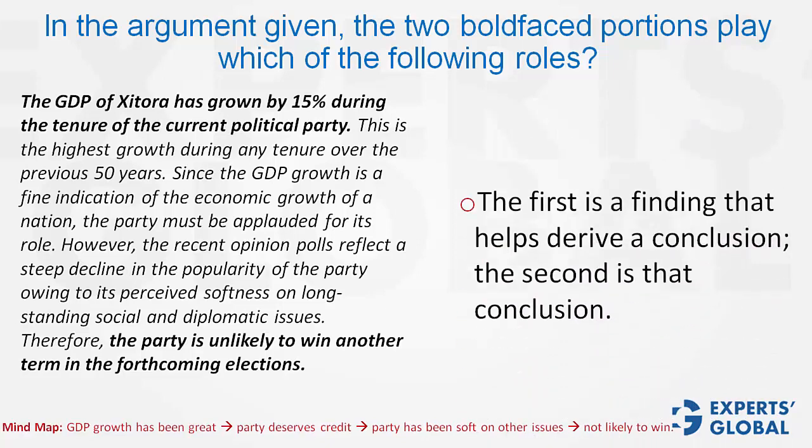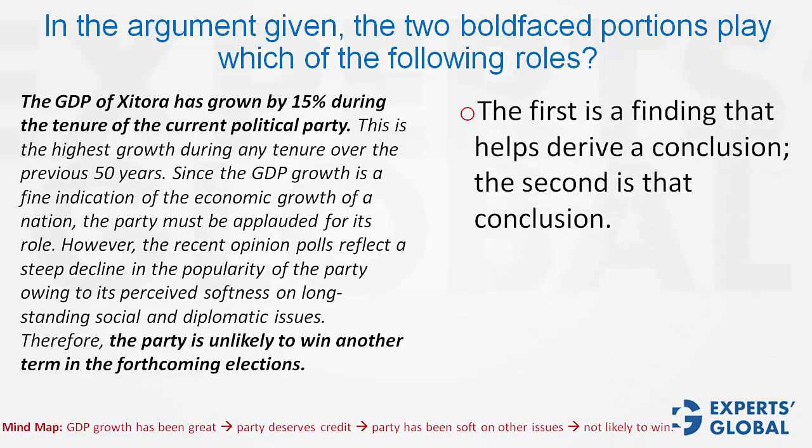One more. The first is a finding that helps derive a conclusion. Our conclusion probably is that this is something good that has happened, the first boldface, and therefore the party must be applauded for its role. So our conclusion is the party must be applauded for its role. The second boldface is a different conclusion. It is the main conclusion of the passage. The second boldface is not the conclusion that the first boldface leads to. This is another very interesting answer choice, but not the correct answer choice.